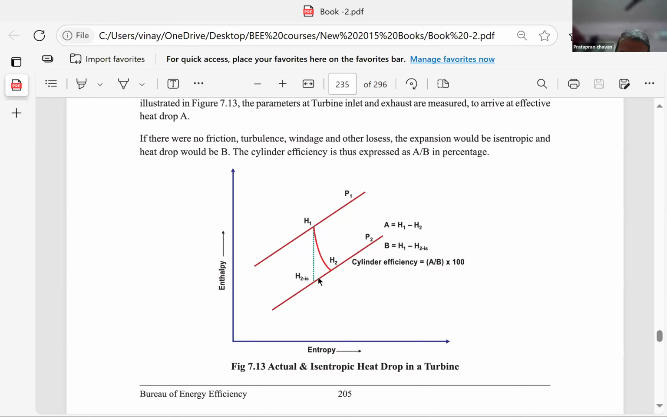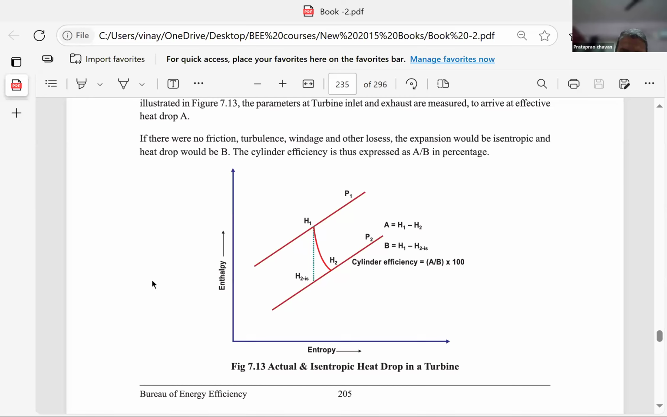If both these points match, if the actual expansion is also as the isentropic expansion, the cylinder efficiency will be 100%. But it is not so. It is always smaller, this to this. Sometimes in bad condition, it expands like this only. That means it is still further less than the ideal condition.